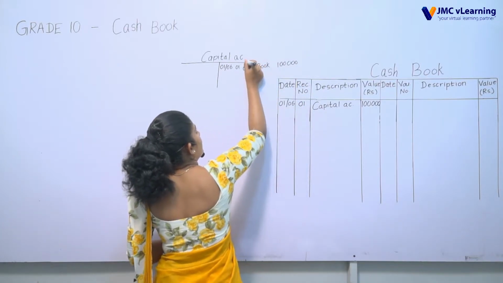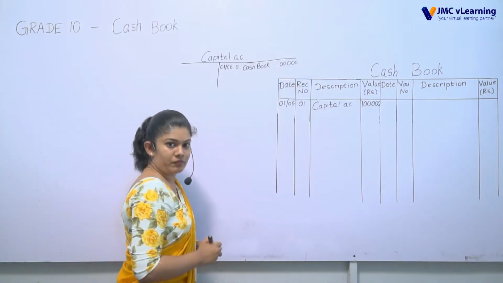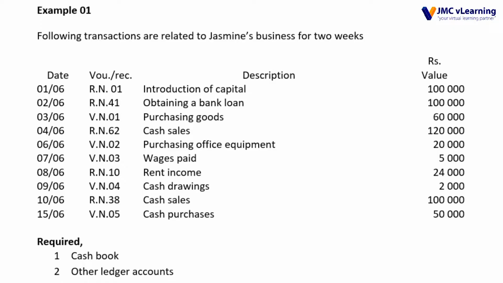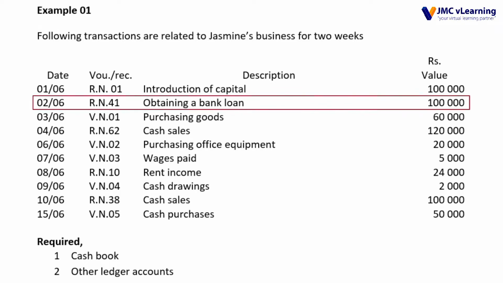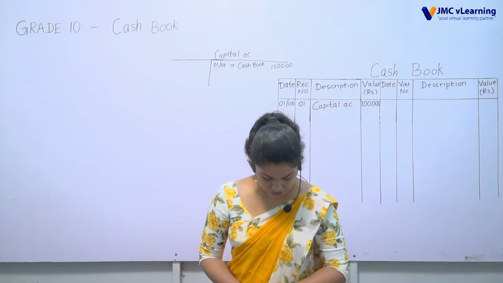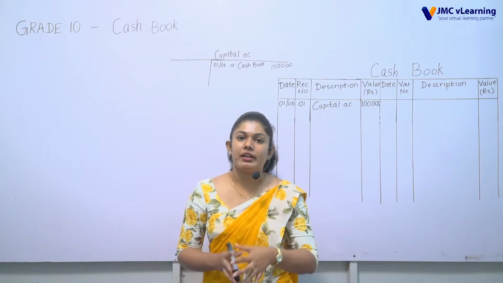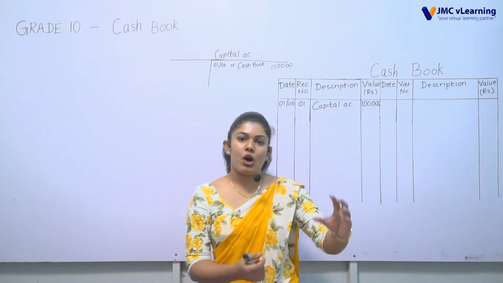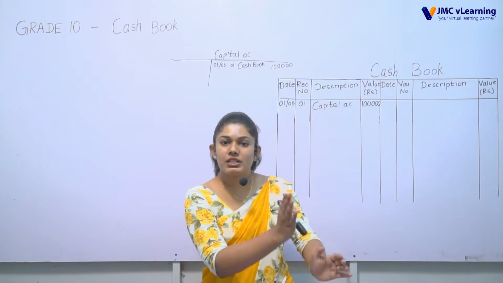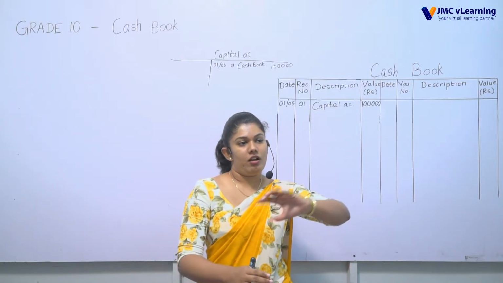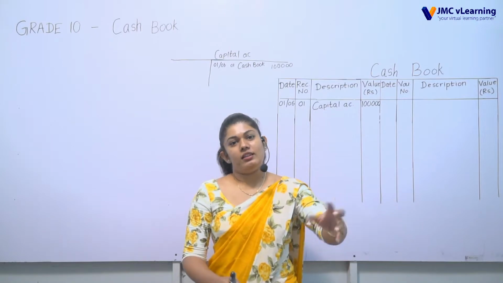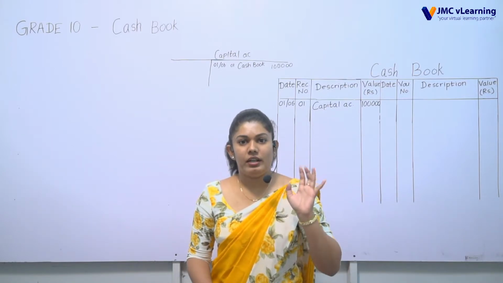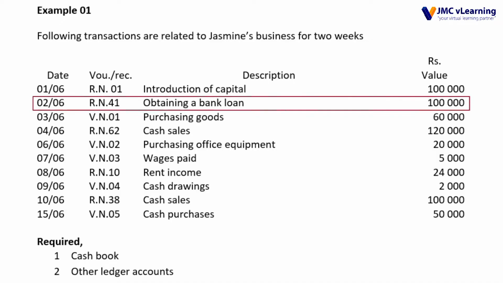$100,000. You have to follow the same format here. Next transaction, 2nd of June, obtaining a bank loan, $100,000. Receipt number 41. Here receipt numbers may be different because we receive cash from different sources, different parties. Therefore, when we are getting receipts from all over the places, there will be different receipt numbers. Never mind. So here, receipt number 41, 2nd of June, obtaining a bank loan.